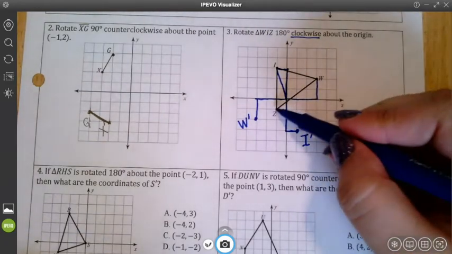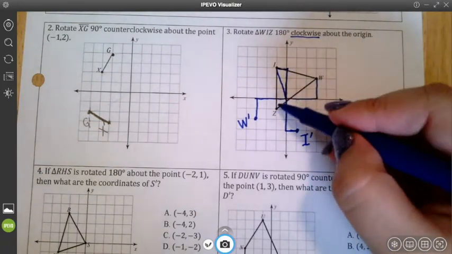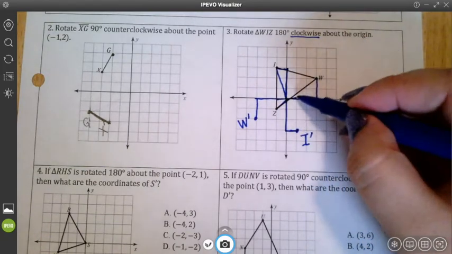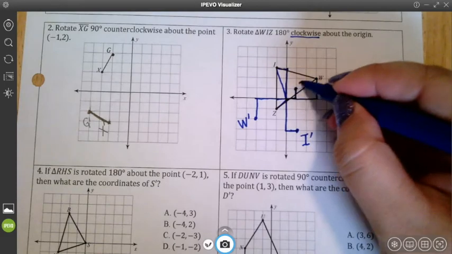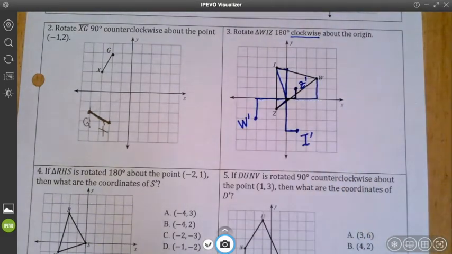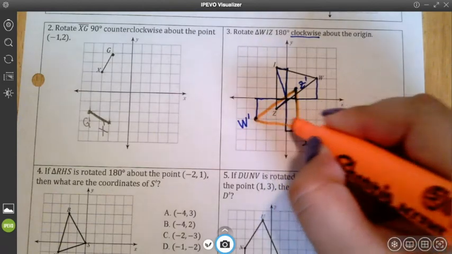Notice point Z. If I'm rotating, remember clockwise and counterclockwise are the same, but point Z already gave me my triangle there. That's 1 unit away, 1 unit down. Going clockwise or counterclockwise will give me the same point Z prime. And so my final result is this triangle, W prime, Z prime, I prime.